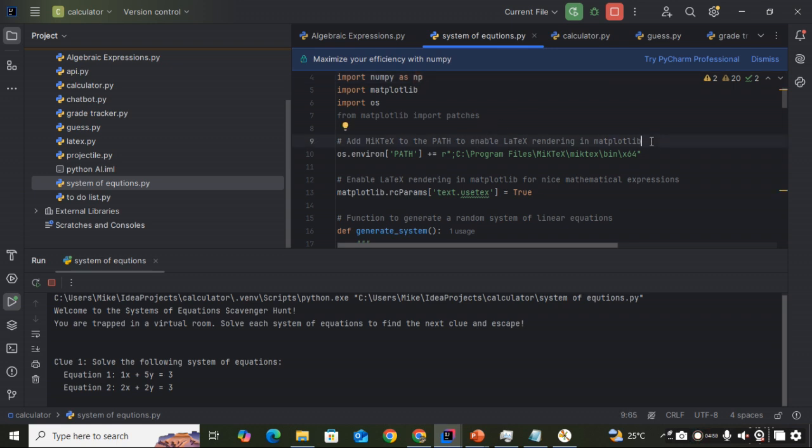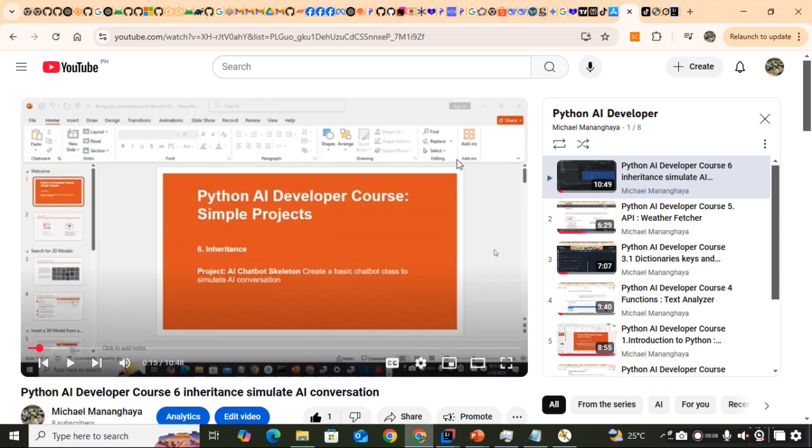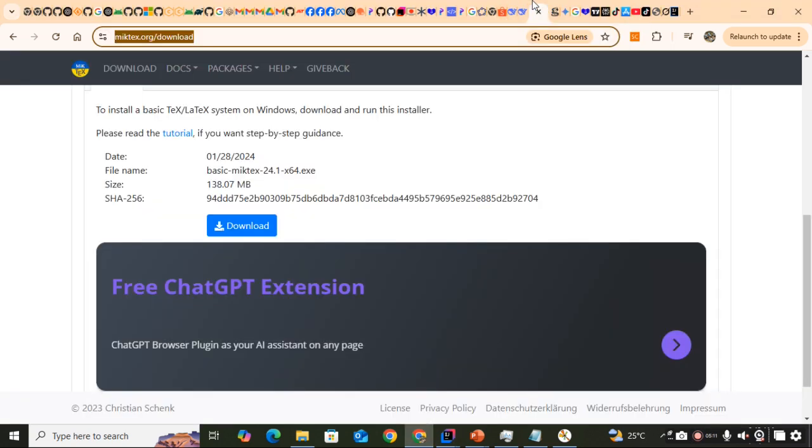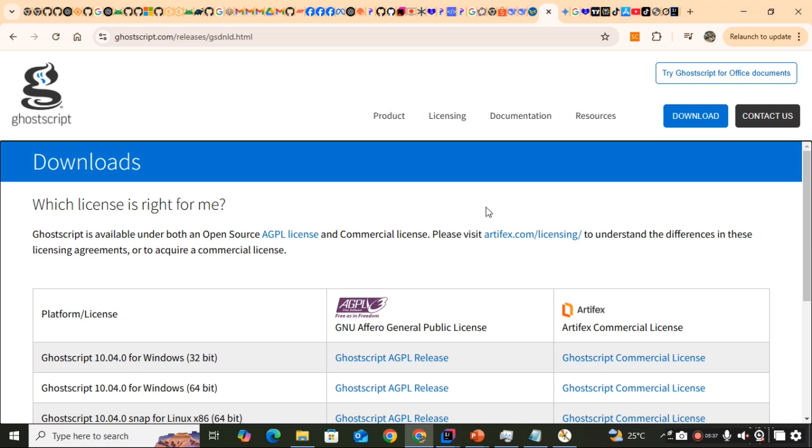Now don't forget to set the MiKTeX path. You must download the MiKTeX program, as I have said in my previous videos. You have to go to miktex.org and download the file, and don't worry, everything will run smoothly. You will find no difficulty in installing the program. You just have to be patient because the program is relatively large. It takes a couple of gigabytes, and after that, you might as well also install Ghostscript from ghostscript.com.